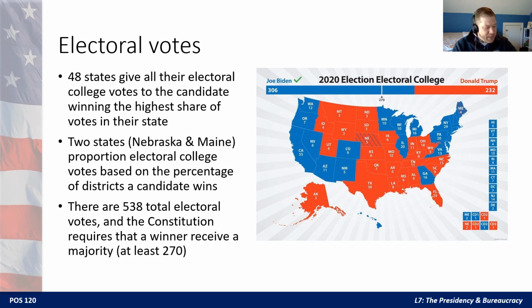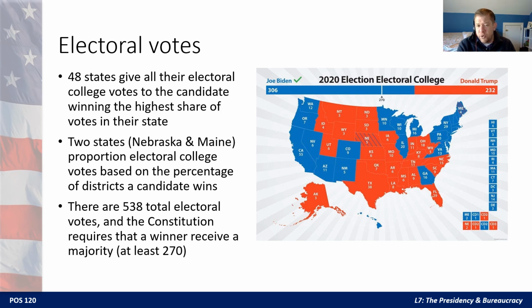So let's talk about these electoral votes here. 48 of the states in this great union give all their electoral college votes to the candidate winning the highest share of votes in that state. The only two that don't, Nebraska and Maine, have proportional electoral college systems. So you basically get electoral votes based on the percentage of the seats that you win. For instance, Nebraska has 5 electoral college votes. If a candidate wins 80% of the vote in Nebraska, they'll win 4 electoral votes. One of those will go to the person who got the other 20%.